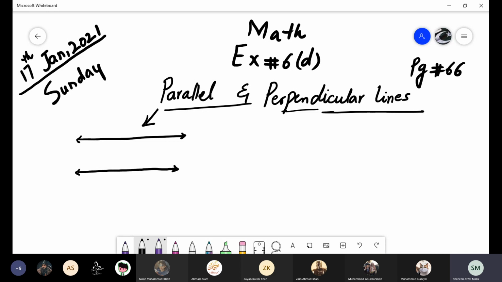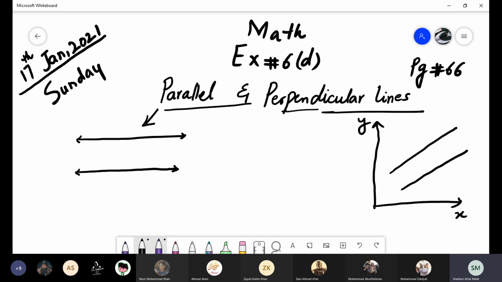So if you want to find out the slope of these parallel lines, you can see that if we have any plane, like we have x-axis and y-axis, and this is one line, this is a second line. It means these are two parallel lines. So they are having the same slope. What will be the slope of the line 1? The second line will also be having the same slope.